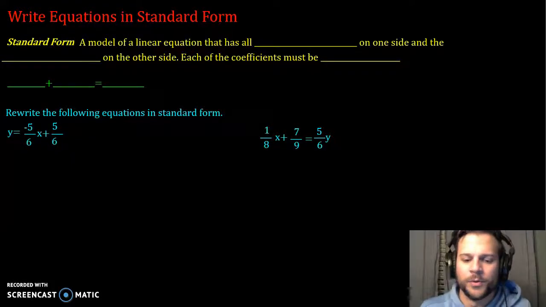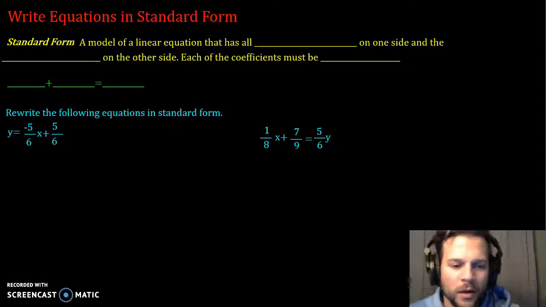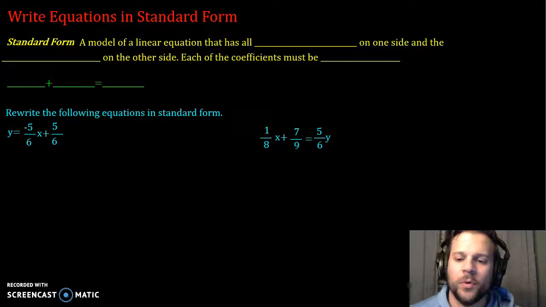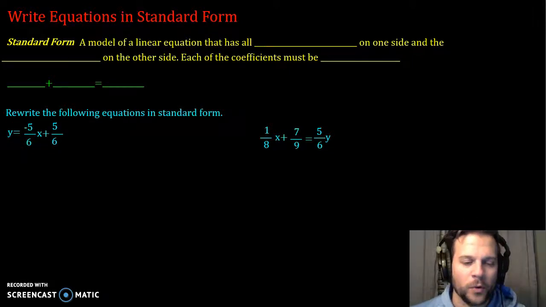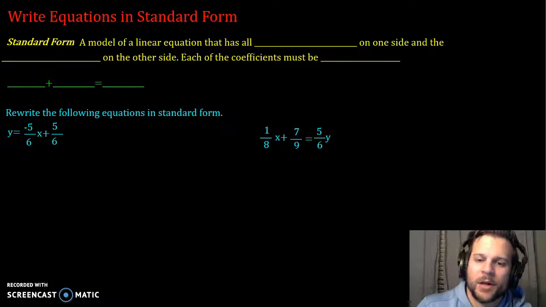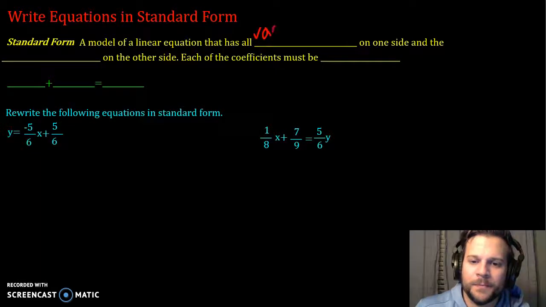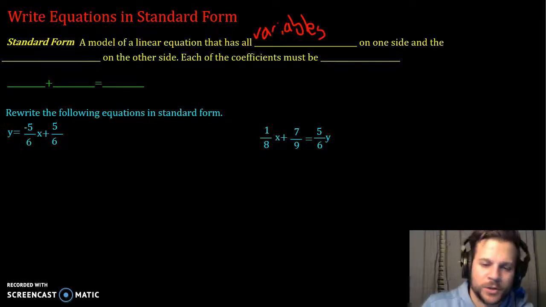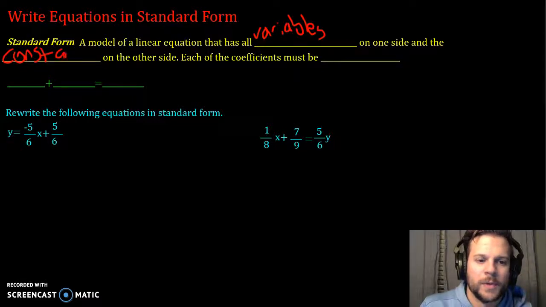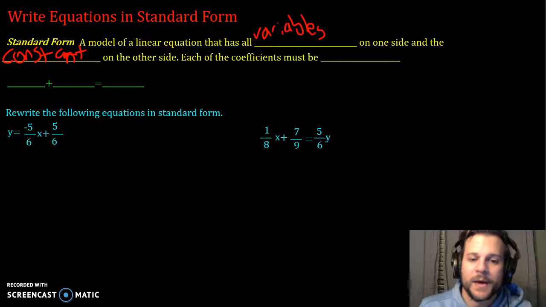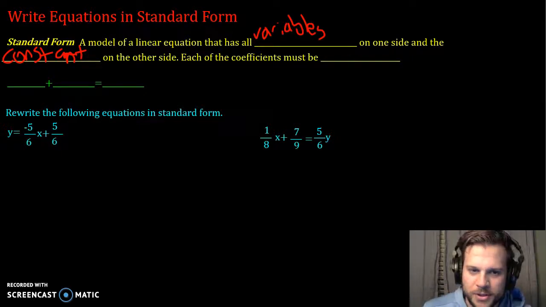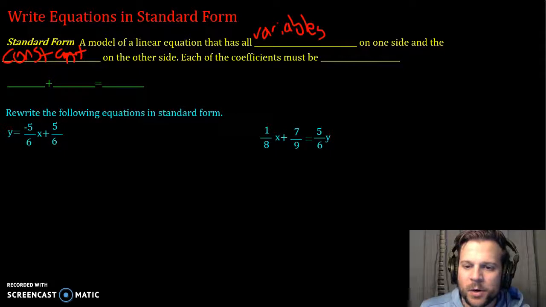Alright, in this tutorial we're going to go over how to rewrite an equation given in either slope-intercept form or just a different form into what is called standard form. Now, standard form of a linear equation is a model of a linear equation that has all of the variables on one side of the equation and the constant, or the number that is by itself, on the opposite side. And each of the coefficients of the variables must be whole numbers.